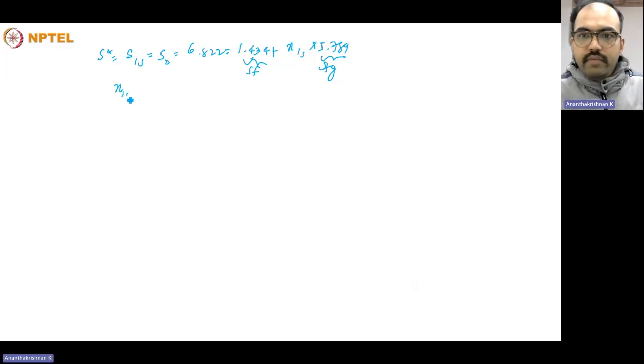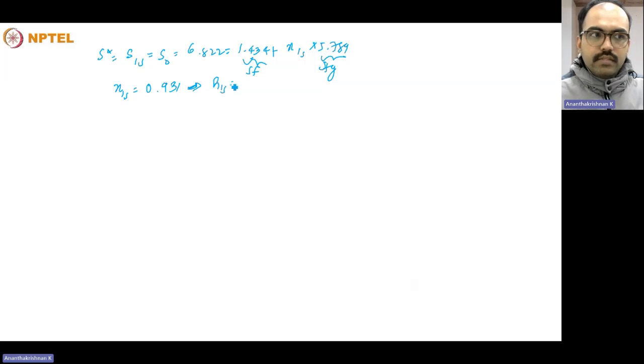From there we can get the dryness fraction at the exit point of the isentropic process as 0.931. So h1s will be equal to hf plus x hfg. Using this 0.931, we'll get h1s as 2539 kilojoule per kilogram.